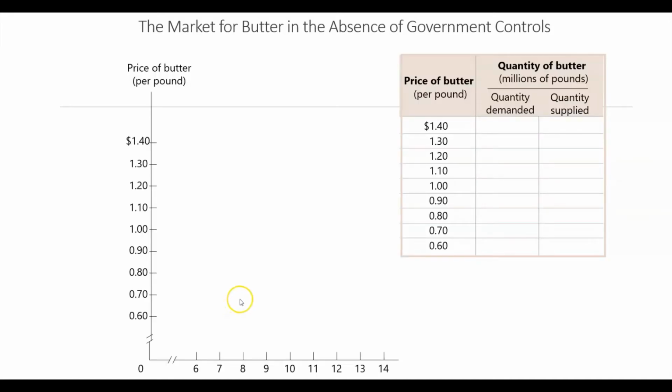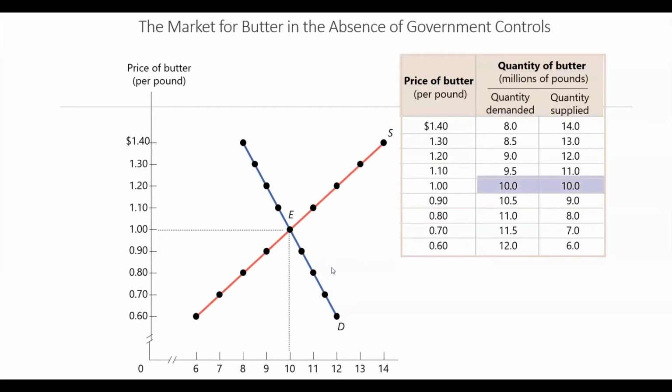We're going to look at the market for butter in the absence of government controls. So here we have the demand curve and we have the supply curve. And we see the equilibrium price is $1 and the quantity demanded of butter is 10 million pounds. The quantity supplied is 10 million pounds. And we have our equilibrium point. So this is the free market.